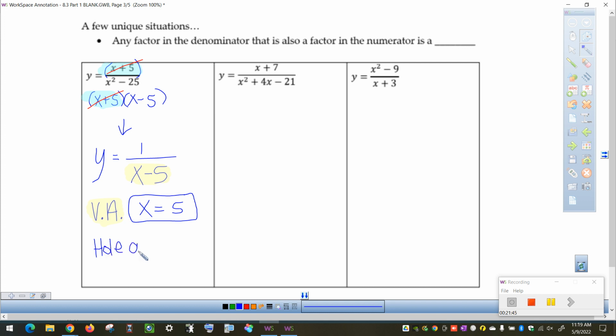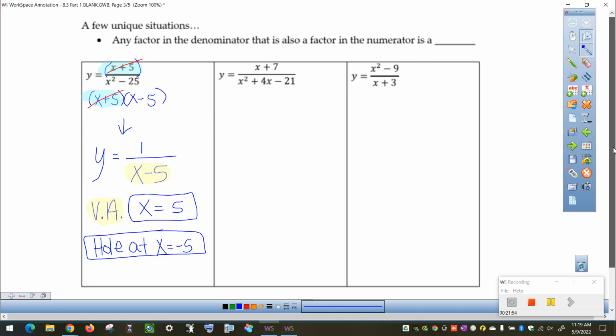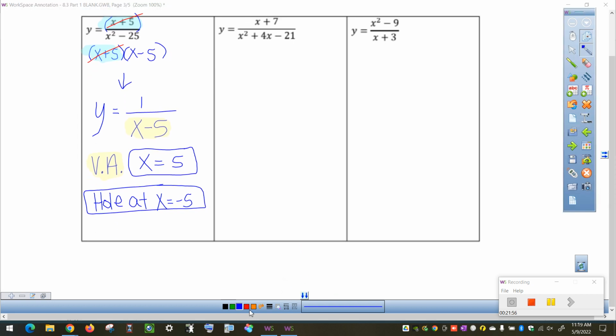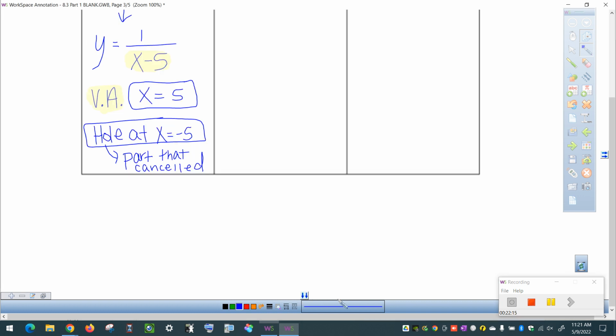So here's how we're going to write this. We're going to say we have a hole at the x value of negative 5. And that hole came from the part that canceled. All right, so let me actually show you down here below what this might look like, so we can wrap our mind around a graph that has a vertical asymptote and then somewhere else it has a hole within the curved part of the line.